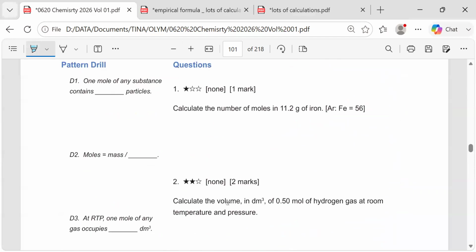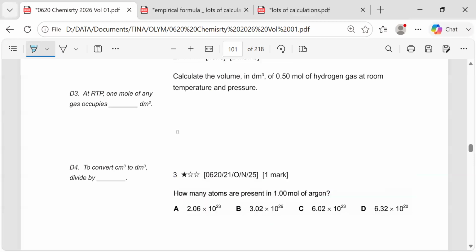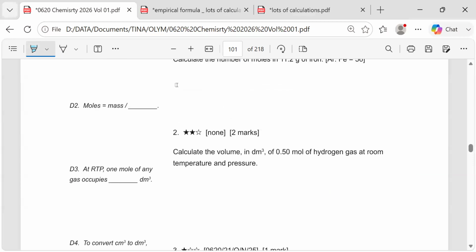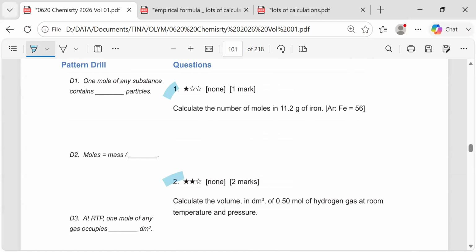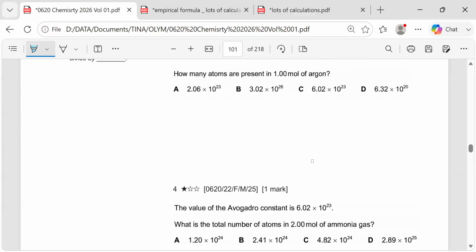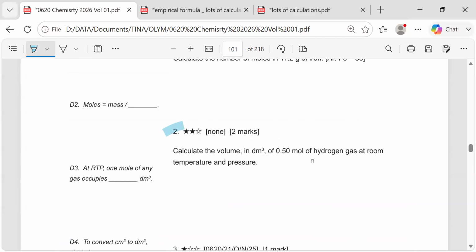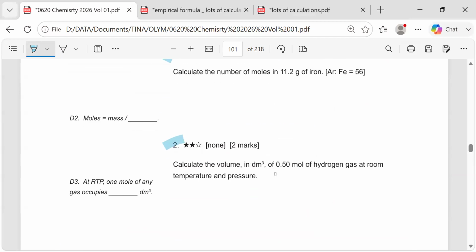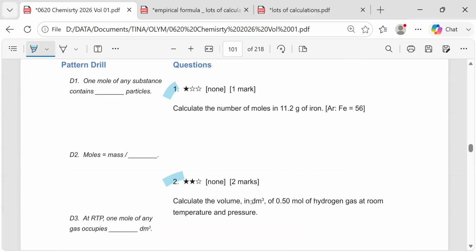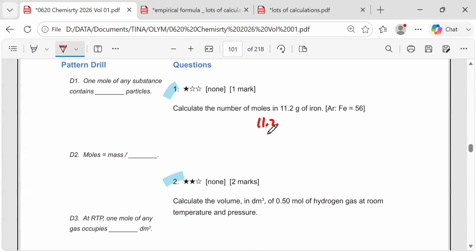Let's just try two very simple questions. Look at page 104. Just do questions 1 and 2. Question 1 is done already. Question 1 is just mass over molar mass. Now I want you to do question 2.